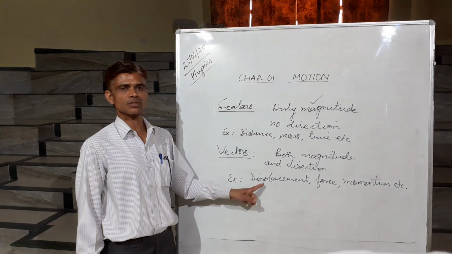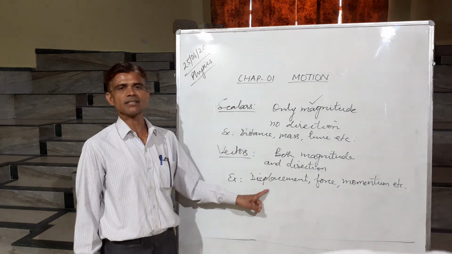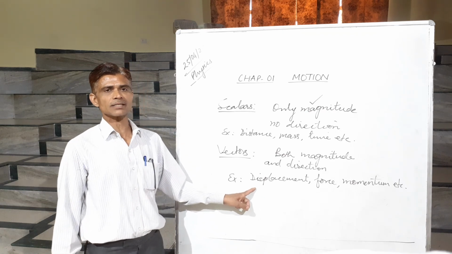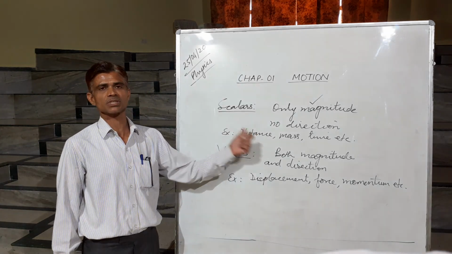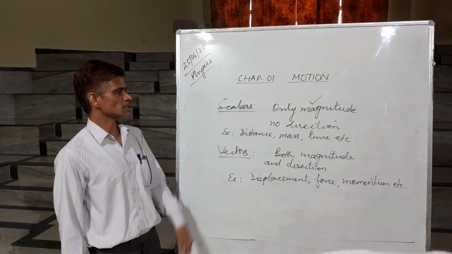Similarly, displacement. In which direction is the displacement of the object taking place? We have to specify the direction also. Otherwise, if you don't specify the direction, it will be simply the distance, which is a scalar quantity. So this is the difference between scalar and vector.